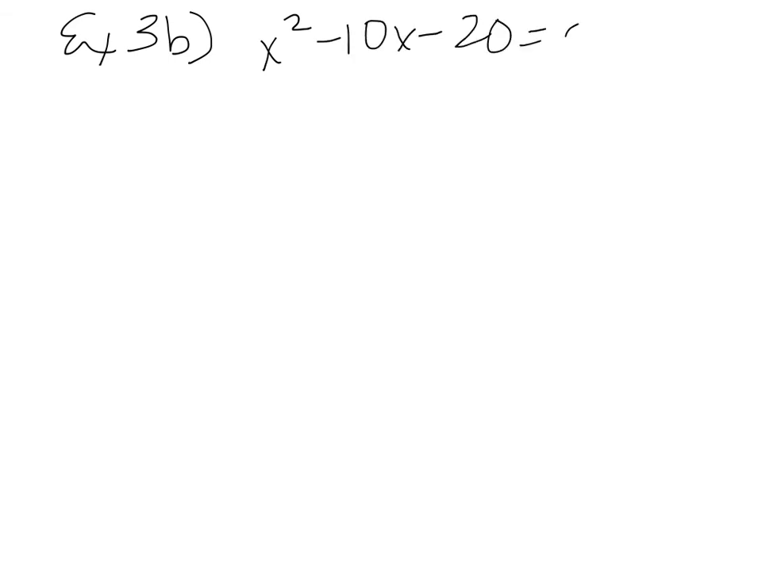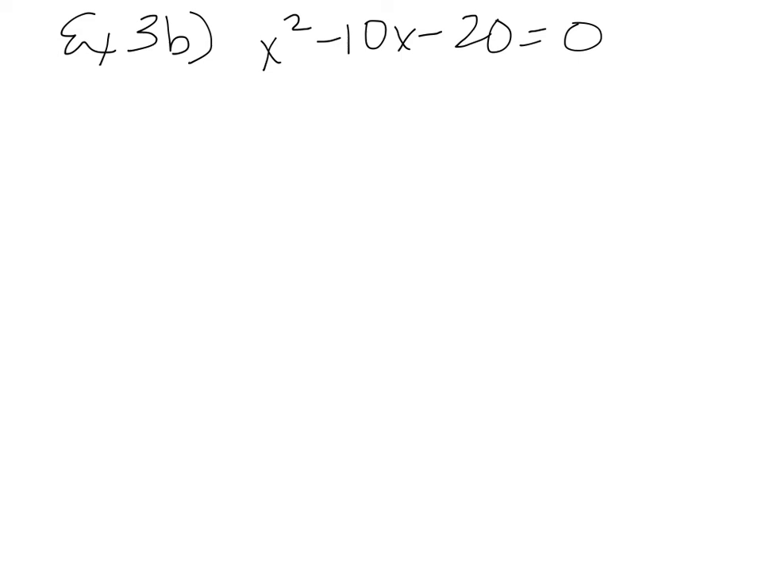Let's do one more example like that, just to make sure we have it down pat, so we're not stopping and starting in between steps and we're just rocking this thing. So here is example 3b-ish. If I have x squared minus 10x minus 20 equals 0.